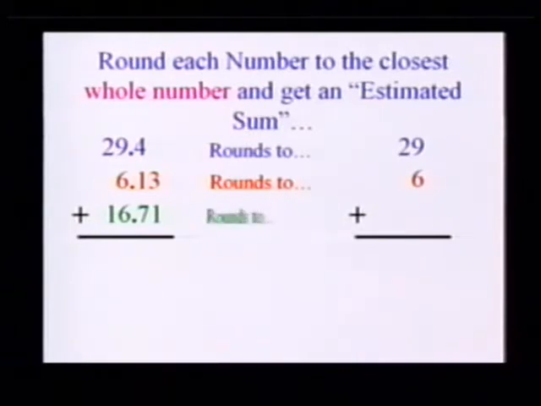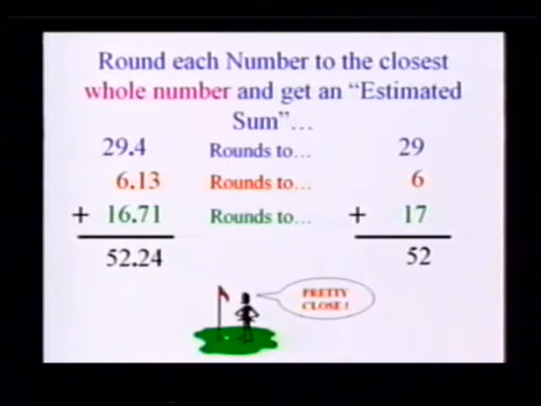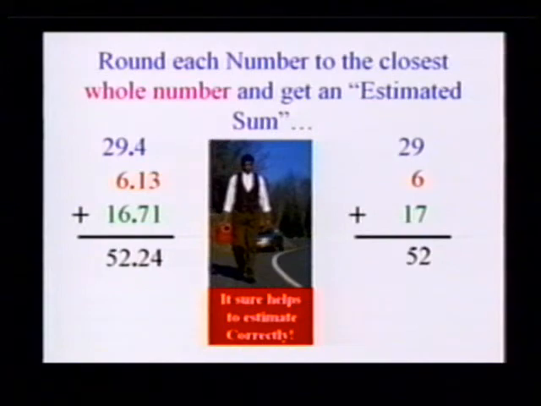And then lastly, this one rounds to about, oh, it's higher, so we go up, rounds to 17. Well, now it's much easier to add. And we've got a much closer estimate anyway. It is an estimate because the other one is 52.24. But you know what? Missed it by that much. We're pretty close, okay? And certainly when you're adding things, you want to be pretty close, especially when you're talking about mileage.